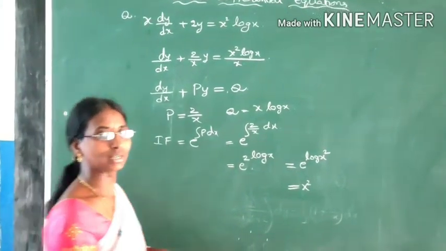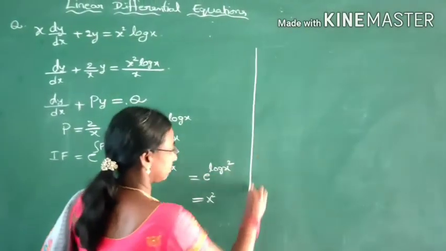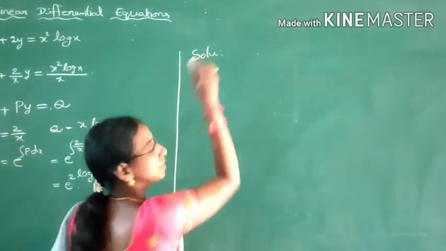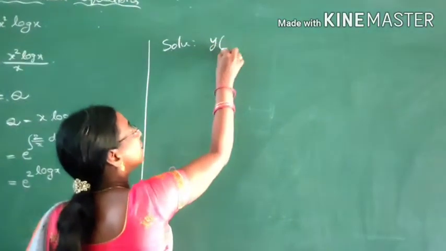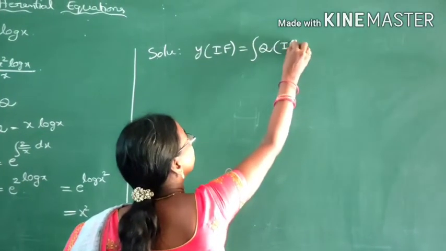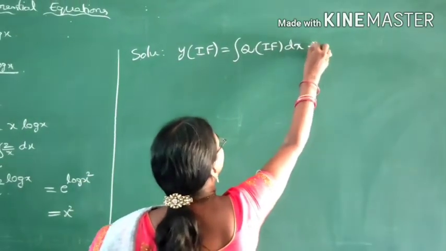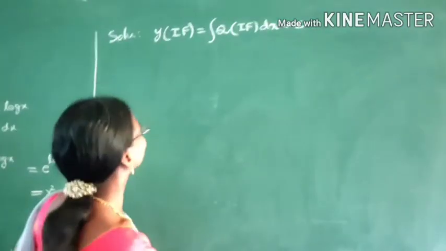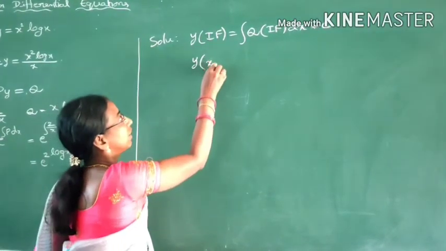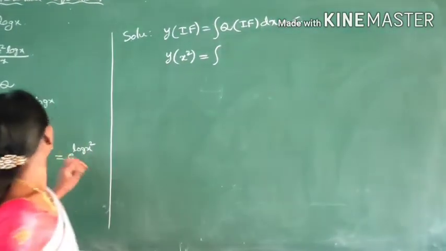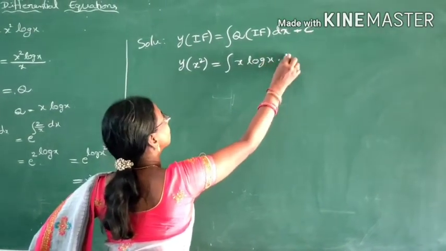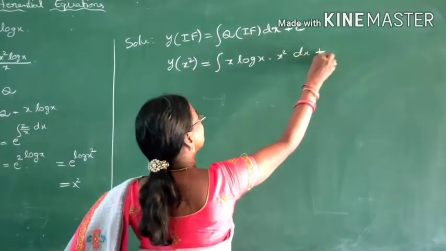Then to find out the solution, the solution of this is y into integrating factor is equal to integration of q into integrating factor dx plus c. Y into x square is equal to the integration of, our q is here x log x, x log x into x square dx plus c.